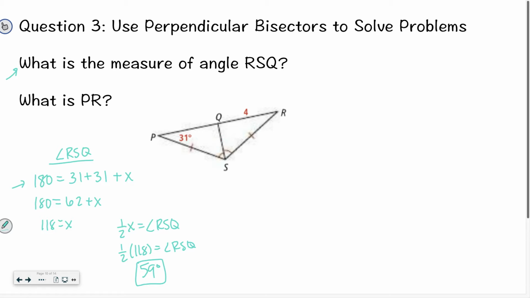I chose to solve for the entire angle first. So I got that the entire angle is 118. And then since RSQ is only this half of it, I cut that 118 in half to get 59 degrees.